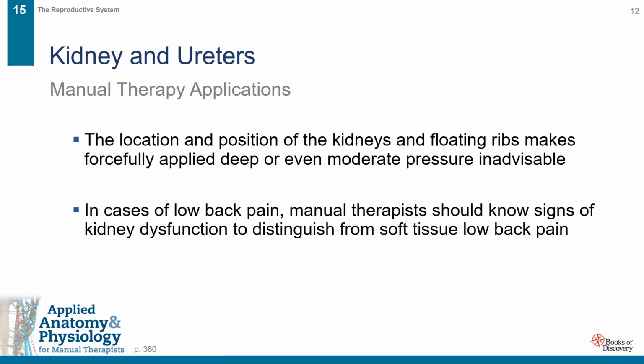Now let's discuss manual therapy applications with respect to the kidney and ureters. Since the superior 1/3 of the kidneys is situated just anterior to the floating ribs, manual therapists need to be cautious with the amount and direct pressure applied over the lower rib cage when working on the back. If deep or even moderate pressure is forcefully or abruptly applied in a lateral to medial direction, it could push a rib into the kidney and cause damage.